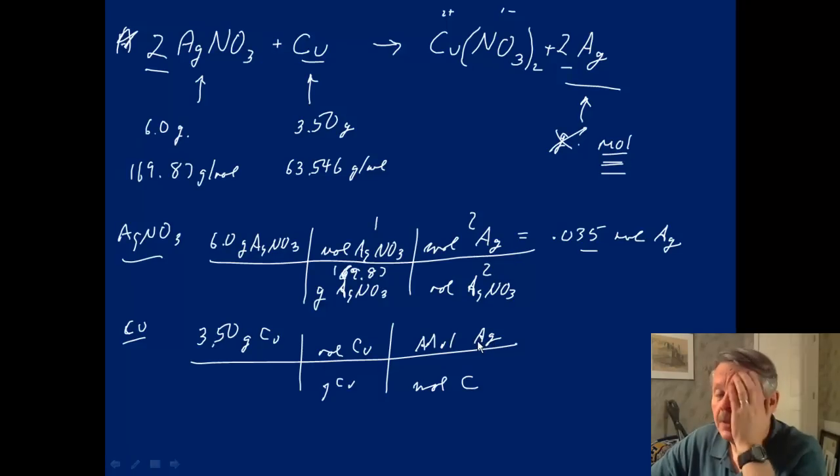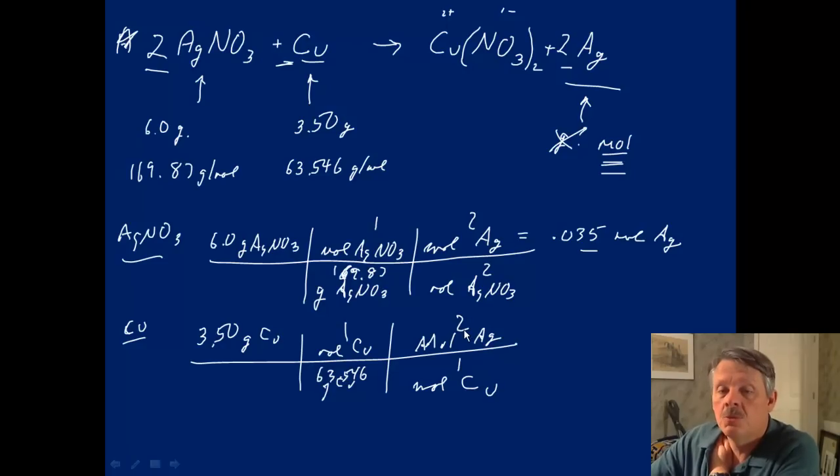Okay, so let's look at what our relationships are. 1 mole of copper weighs 63.546 grams. And 1 mole of copper gives me 2 moles of silver. Okay, so what I have to do is sit down and do all this math, plug all the numbers in, and what I come up with is 0.111 moles of silver.